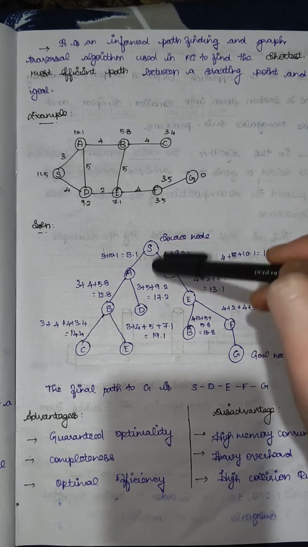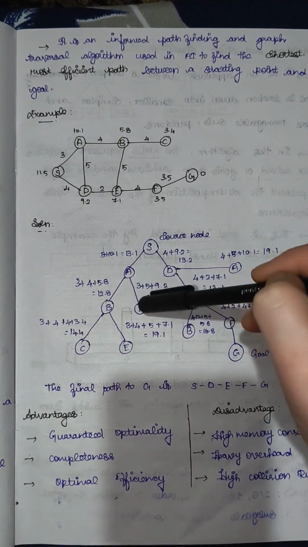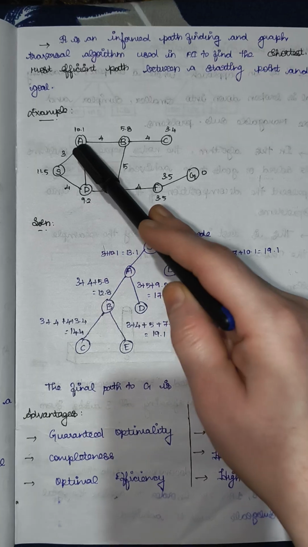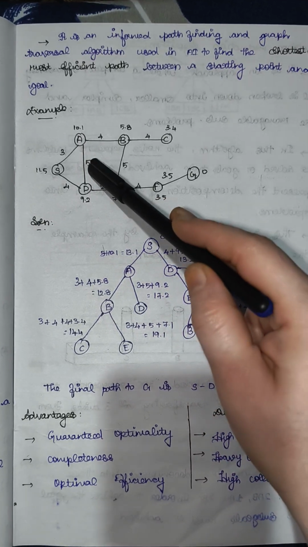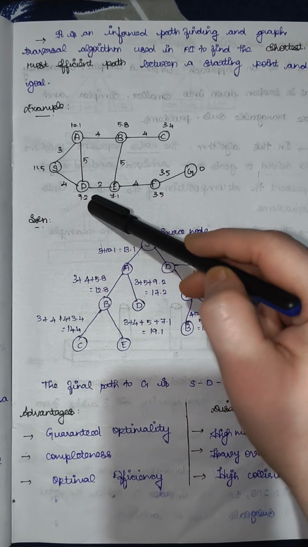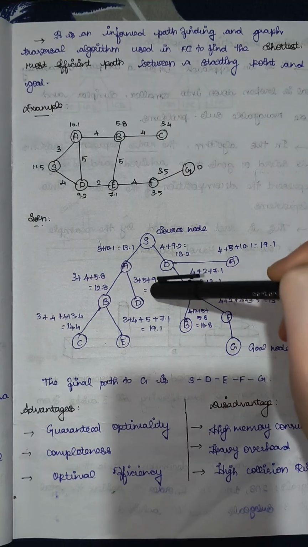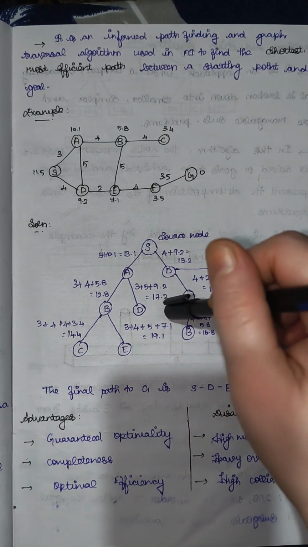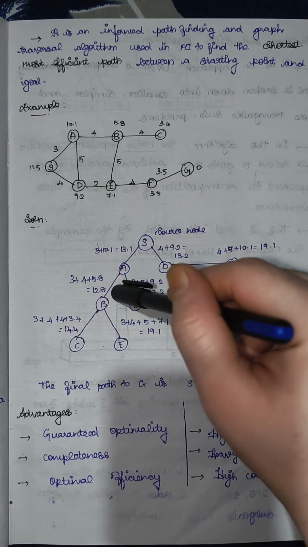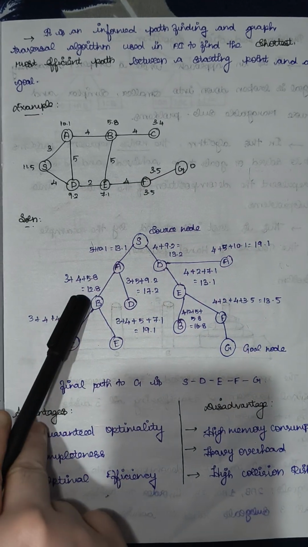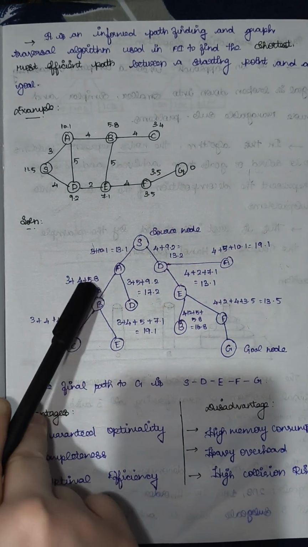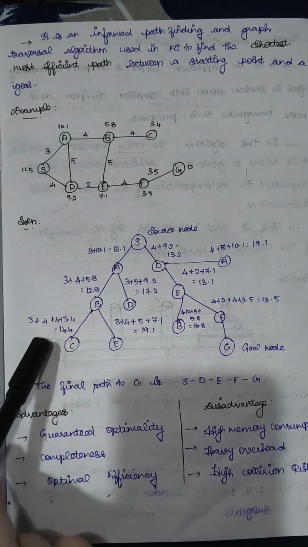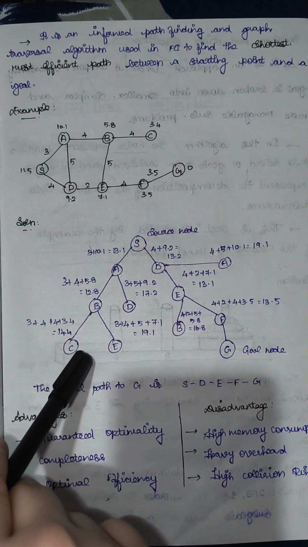Then for D, I have to calculate from S to A and A to D. The traveling cost from S to A is 3 and A to D is 5, and the node cost is 9.2. So 3 plus 5 plus 9.2, the total cost is 17.2. Comparing these two, the cost of B is smaller. So I have taken this node and I am considering the child nodes of B. The child nodes of B are C and E.